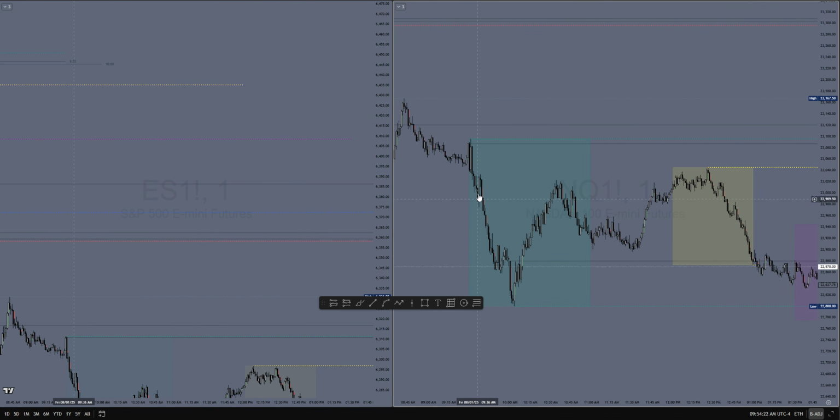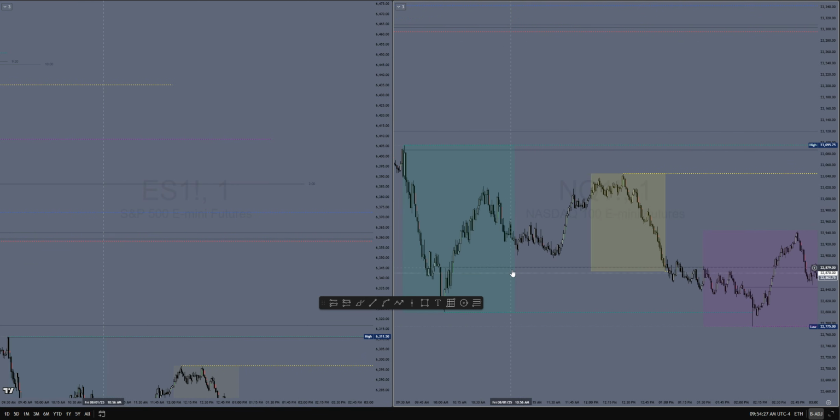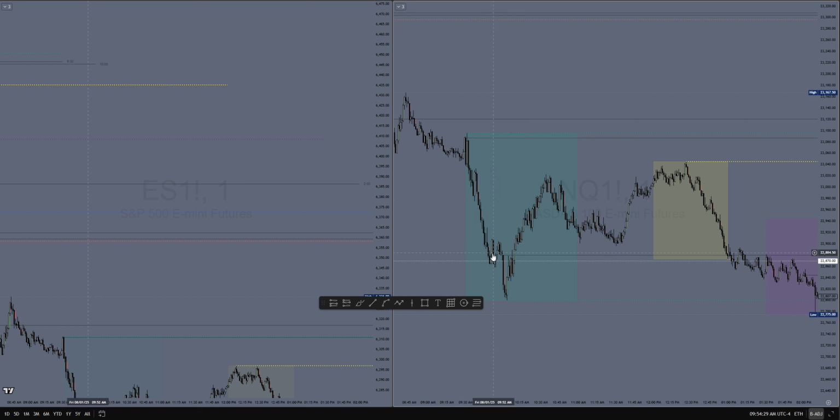And as you can tell, our candles are a lot bigger than other previous sessions because of the volatility that we have inside New York opening and going into macros.